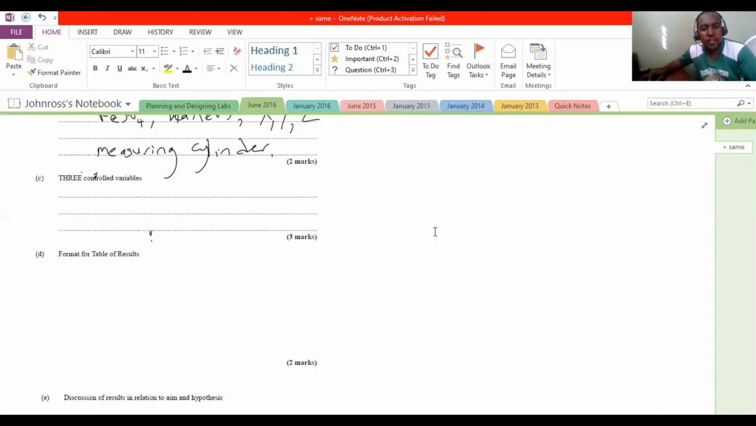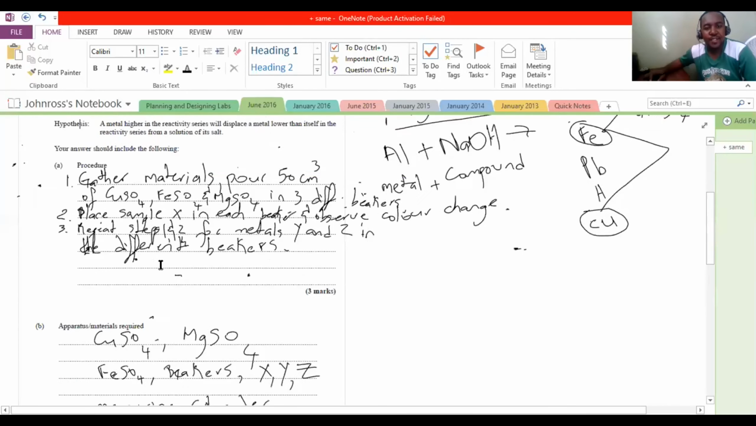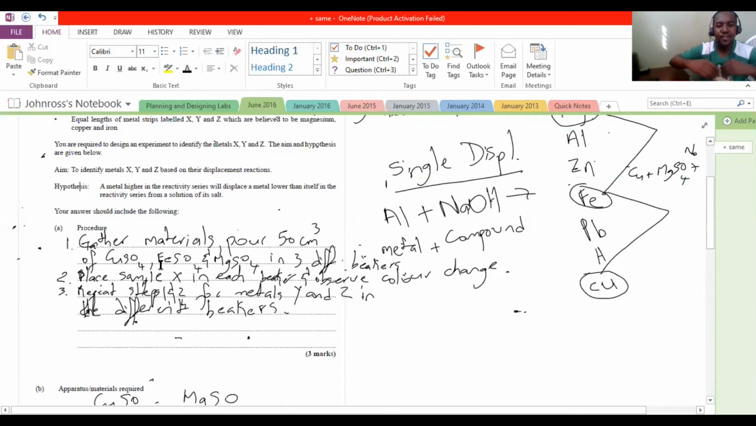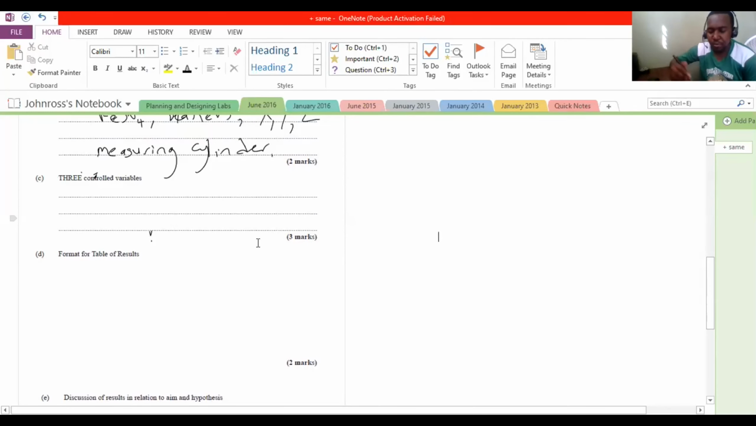All right, so those are the things that we need for your experiment, and then 3 control variables. I just told you what control variables are. What are 3 variables that will be the same when we are doing this experiment? The amount of solution. So the volume of each reagent, because remember we said we're using 50 cm cube each time. So volume of reagent.